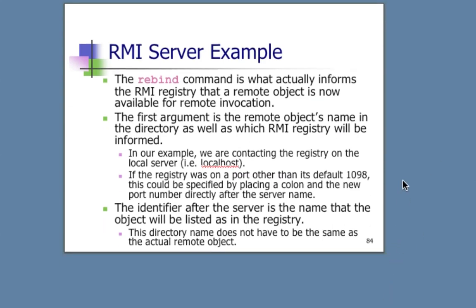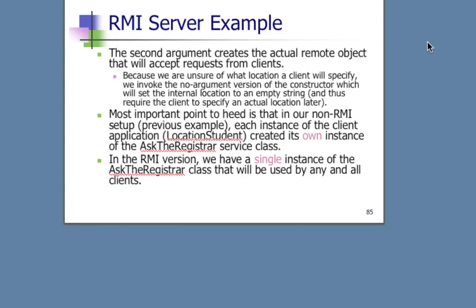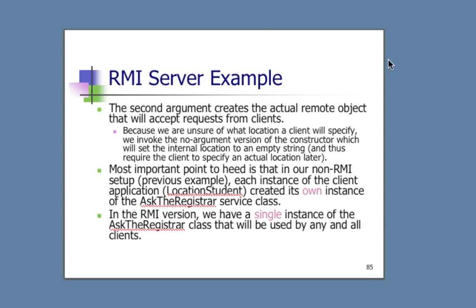Okay, good. So let's see if I can get to the next slide. Here we go. So we also have the RMI server, in terms of the second argument, that has created the actual remote object itself that will accept the request from the clients. Because we're unsure of the location of the clients, we can invoke a no-argument version of the constructor, which will set the internal location to an empty string, and then we can require the client to specify the actual location later.